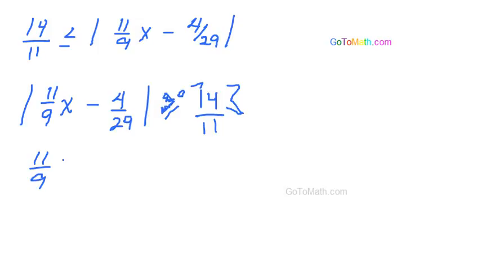So we've got 11 ninths x minus 4 over 29, and I'm going to drop those absolute value bars, is greater than or equal to 14 over 11.